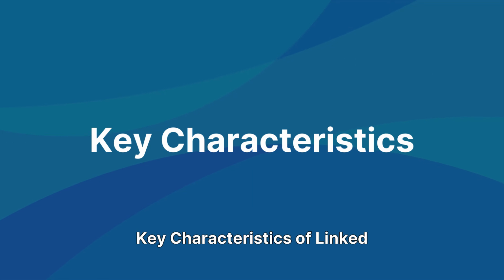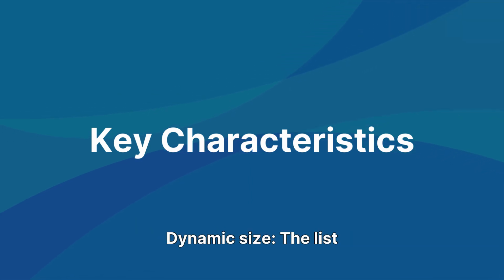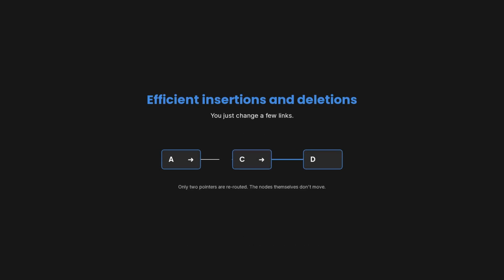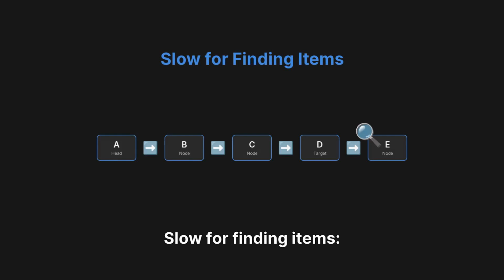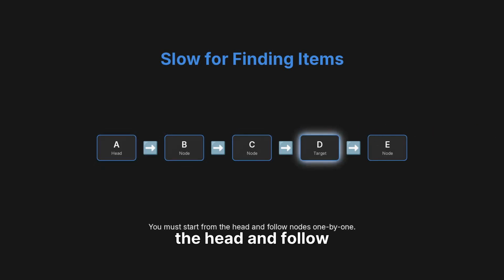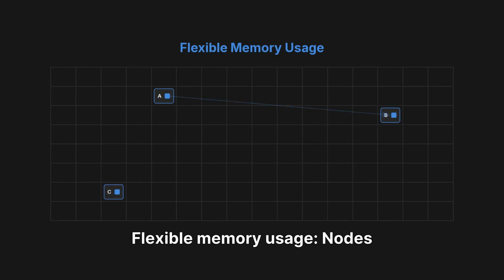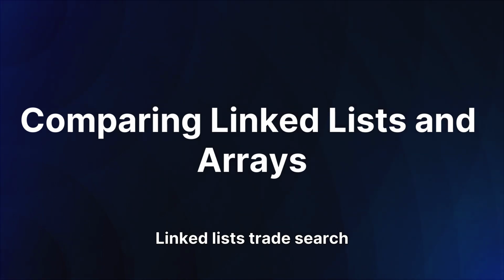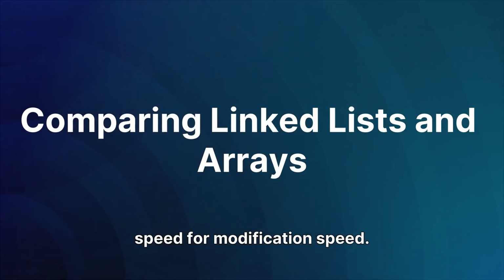Key characteristics of linked lists. Dynamic size. The list can grow and shrink easily. Efficient insertions and deletions. You just change a few links. Slow for finding items. You must start from the head and follow nodes one by one. Flexible memory usage. Nodes do not need to be stored together in memory. Linked lists trade search speed for modification speed.